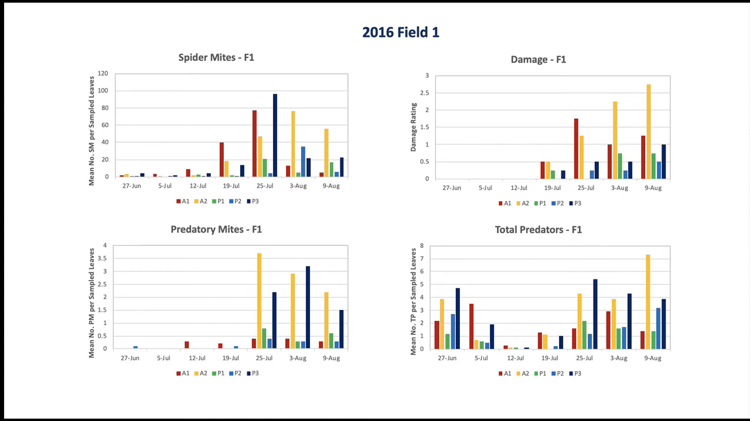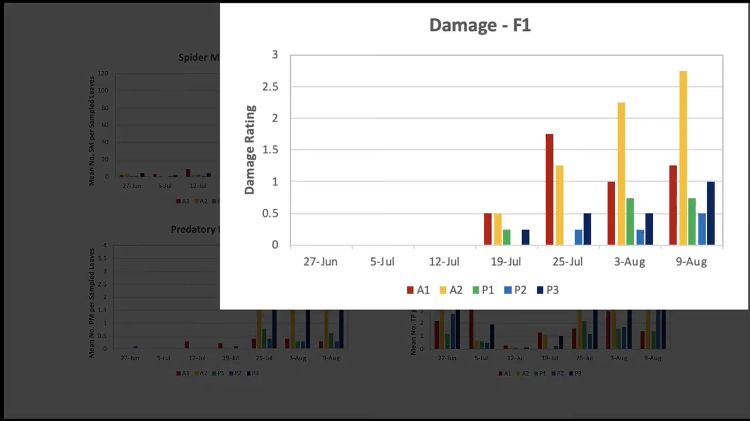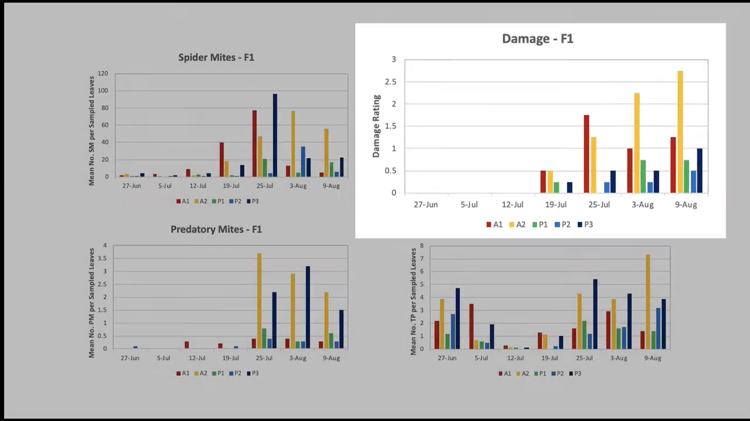And so looking at the damage levels, we can see that for the Asana plots, A1 and A2, the red bar and the yellow bar, we had much higher levels of damage in those plots than where we made the releases of the predatory mite, and eventually in that P3 area where we did not release the predatory mites. So when you look at that, we were able to reduce the amount of damage that was caused from the spider mites.